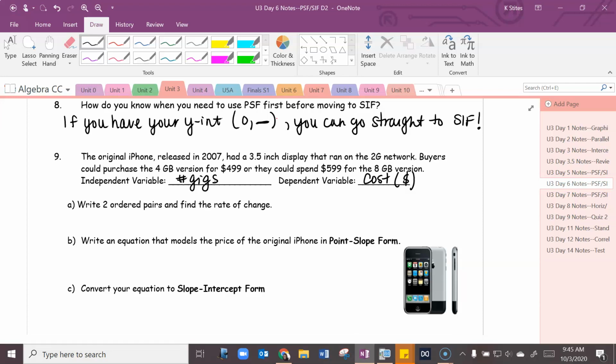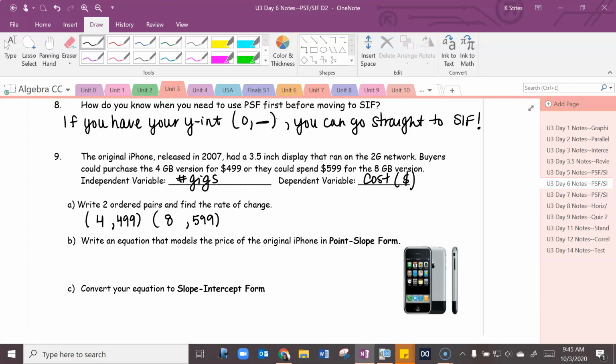So we're going to go ahead and write 2 ordered pairs and find the rate of change here. Remember, your independent variable comes first and then your dependent variable when we write your ordered pairs. So we have a 4 gig version for $499, and we have an 8 gig version for $599. Again, because cost is dependent, it needs to come second in your ordered pair. Okay, so now we're going to find the rate of change.